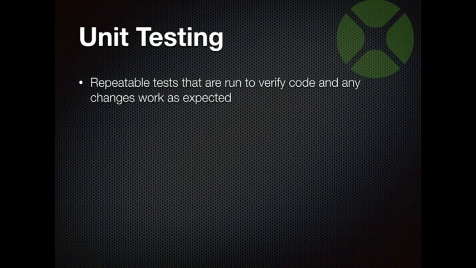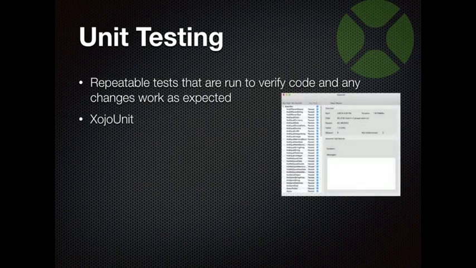So the next thing is unit testing. Unit tests are repeatable tests that are run to verify your code. And what does it do? It verifies things work as expected. So what is this all about? Make your code match what you expect. So unit testing is code that runs repeatedly. I mean, not continuously while your app's running, but it's something you can run easily and repeatedly so that you can verify that changes you made still work.